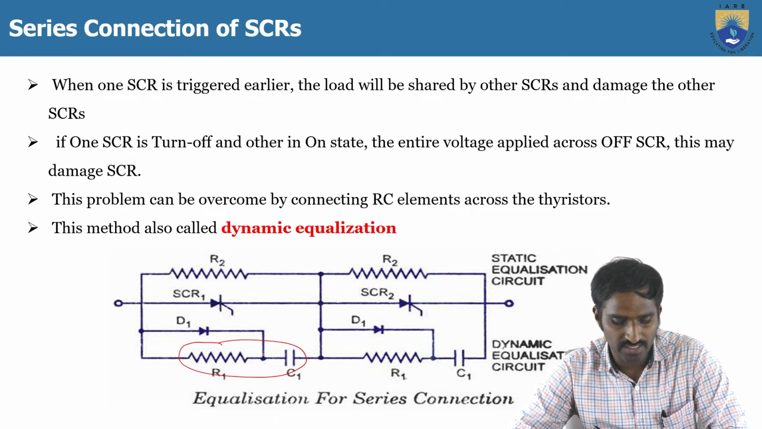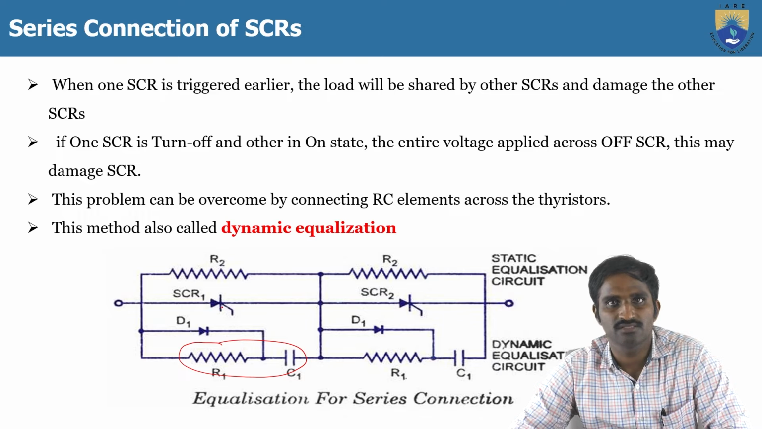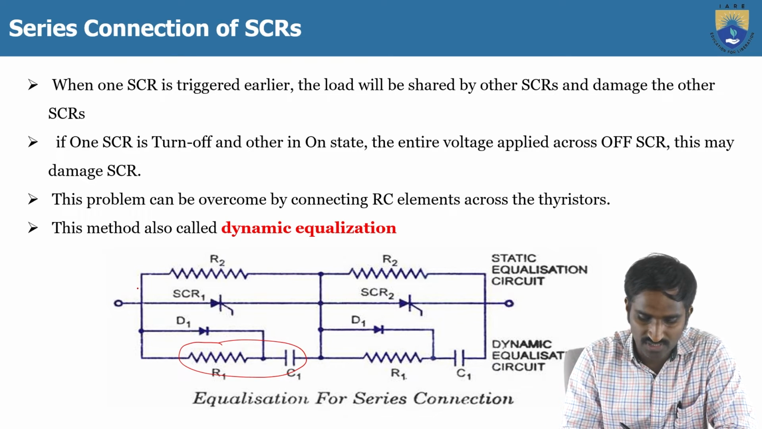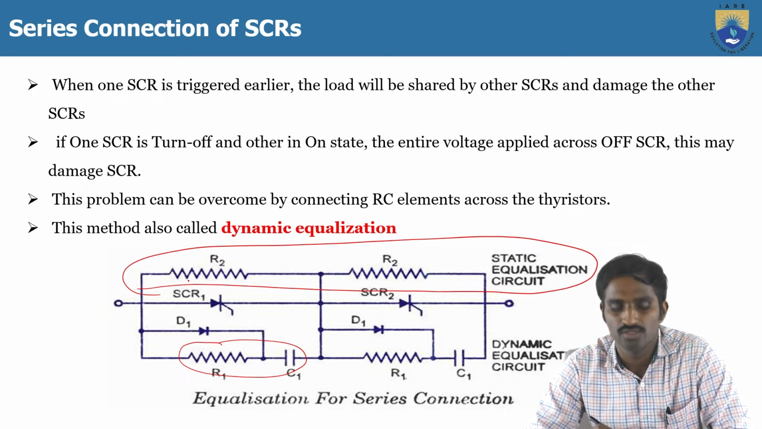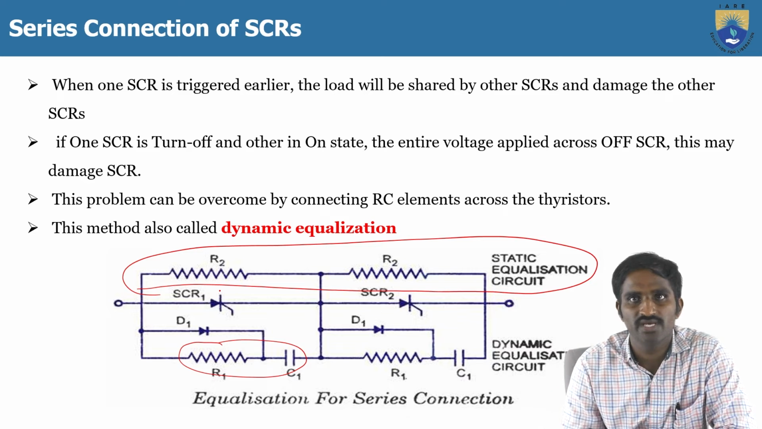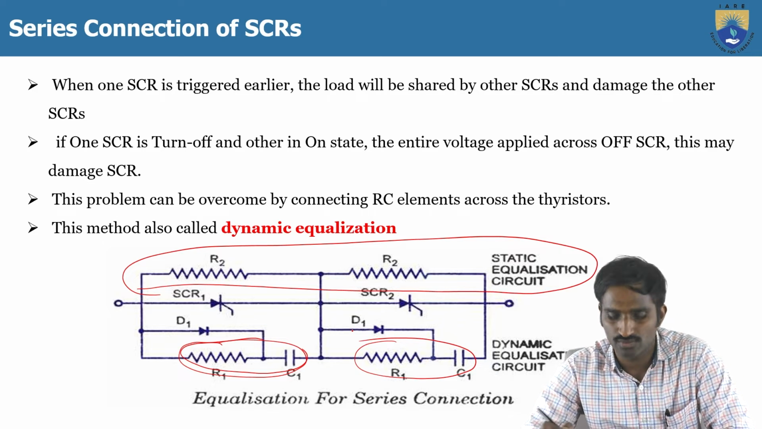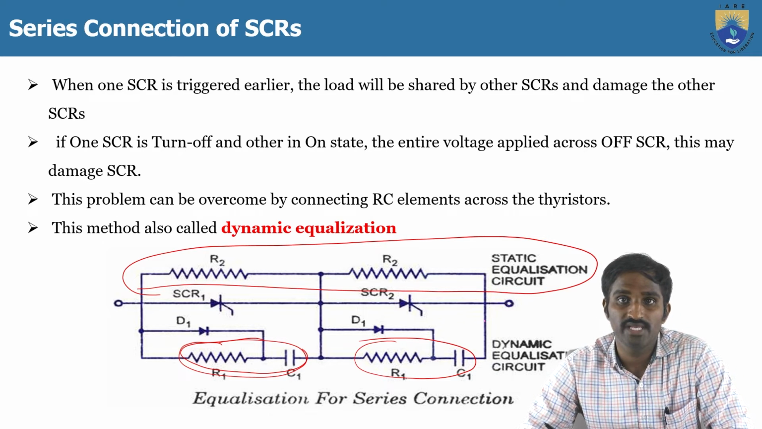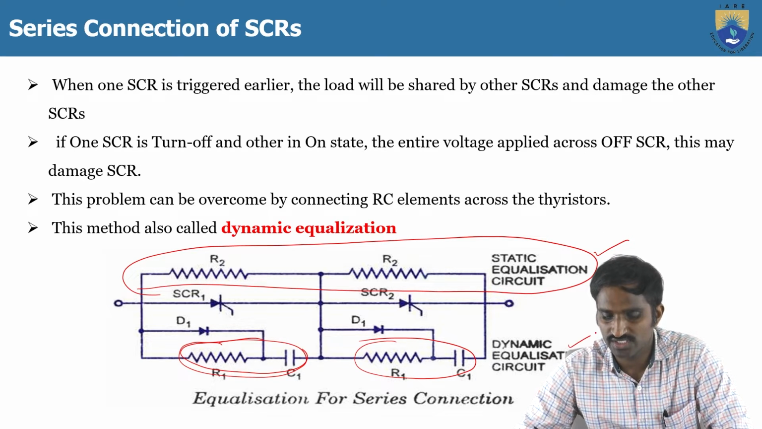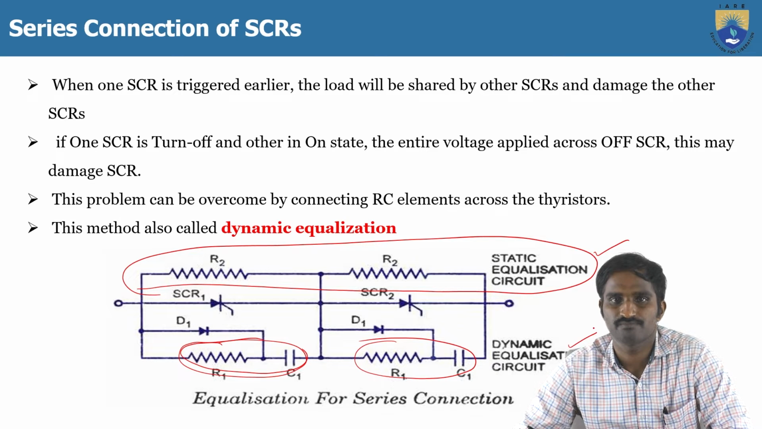Then by connecting an RC element across the thyristor, we can eliminate the problem, because here the static equalization circuit is already there. In addition to that, we are connecting an RC element across each thyristor also. So if you want to eliminate the two problems associated with the series connection, then you must connect the static equalization circuit as well as the dynamic equalization circuit.